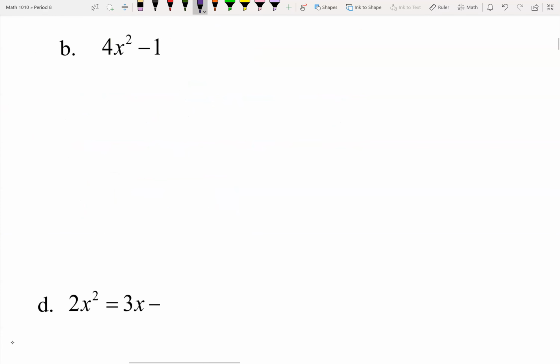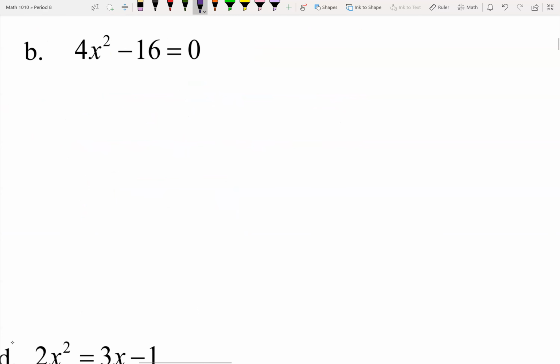Okay? Okay, question B. There are several ways to do this problem. There's always several ways. There's never just one way. But I'm always going to teach you the easiest way.